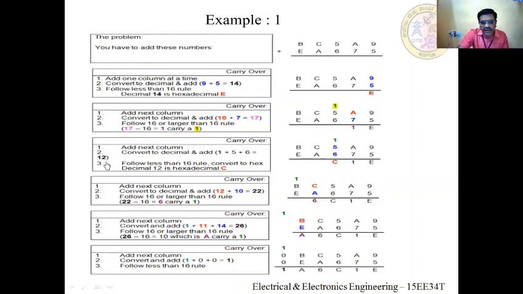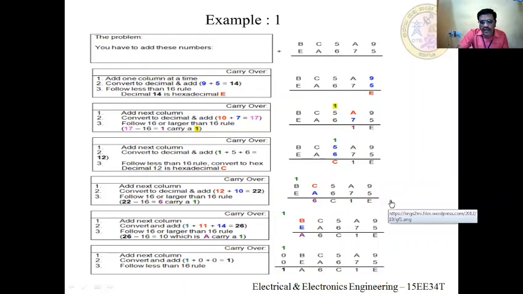Since 12 is less than 16, no need to subtract. So we cannot write 12 here. Instead, we have to write the hexadecimal equivalent of 12 in step number 3. So what is the answer for step number 3? C is the answer for step number 3. In step number 3, no carry is sent to the next higher bit. So let us go to step number 4.